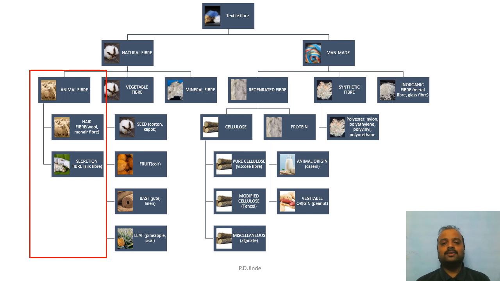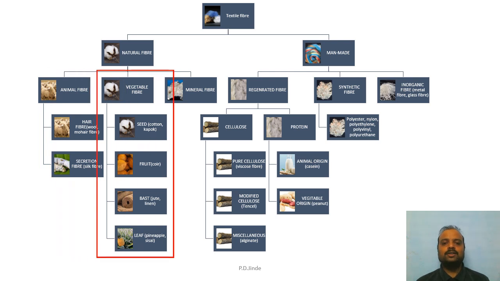Likewise, an example of a seed fiber is cotton fiber. Cotton fiber is actually attached to a seed, and we extract these cotton fibers from the seed, and that's why the cotton fiber is classified as a seed fiber. Similar to cotton, there is another fiber called kapok. Kapok is another fiber which looks similar to cotton, and it is also attached to a seed, and we extract this kapok fiber from the seeds, and that's why kapok is also classified as a seed fiber.